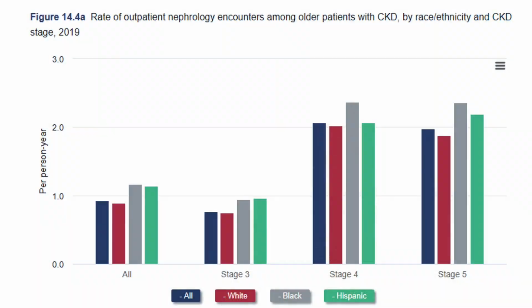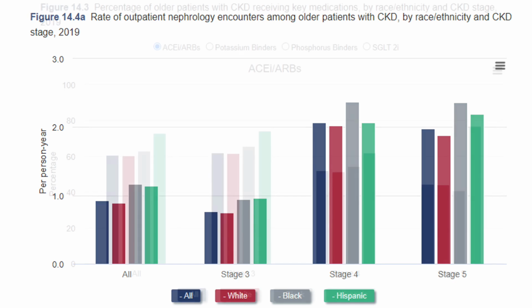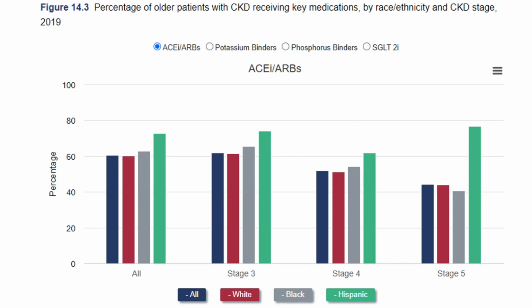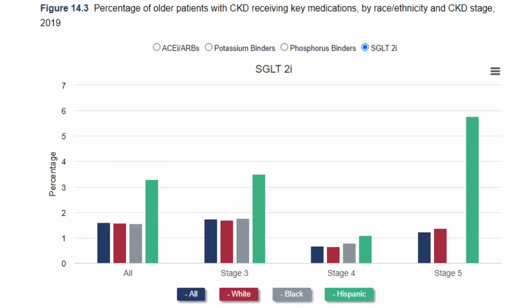So we actually looked at that last year. We looked at among Medicare beneficiaries who are over 65. We looked at nephrology visits among people with CKD, and we looked at use of ACE inhibitors and ARBs, SGLT2 inhibitors, and other medications. We actually found no disparity at all. We found no difference between Black, white, and Hispanic individuals in that. But you really have to think about that. That's among Medicare beneficiaries over age 65. They have good access to care. And so that's a success in a way.